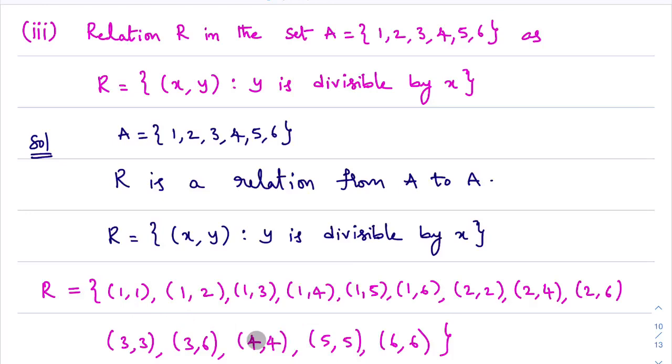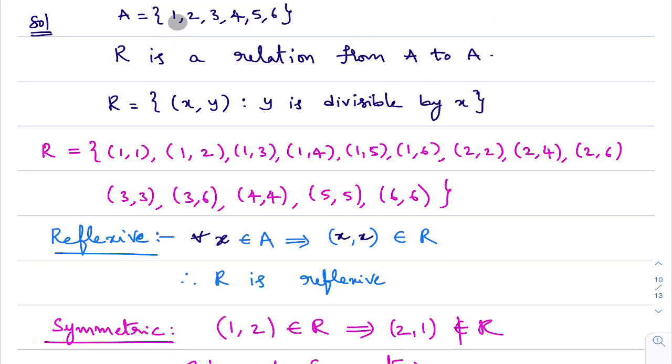Now I need to check the reflexive property. You take 1 in set A. Is the ordered pair (1,1) there in this relation? Yes, it is there. You take 2 in set A. Is the ordered pair (2,2) there in this relation? Yes, here it is. You take 3 in set A. Is (3,3) there? Yes, it is there. You take 4 in set A. Is (4,4) there in this relation?